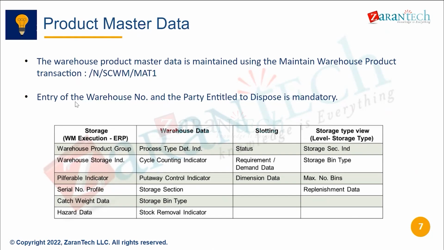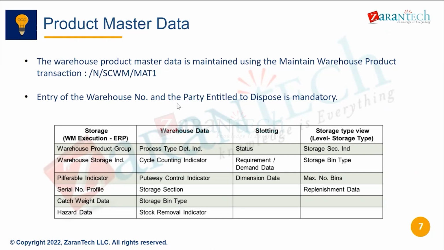We might have n number of warehouses available in that system, so we need to extend all the materials which are relevant to that warehouse. Through this T-code we have to maintain it and extend it, or there is a separate product master upload transaction SAP has given, where you can upload bulk materials to the respective warehouse number.